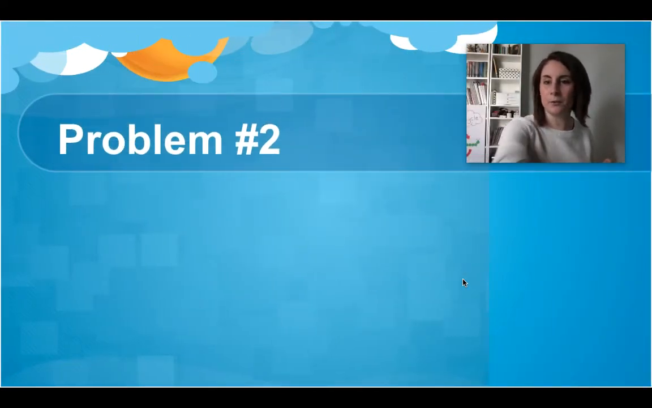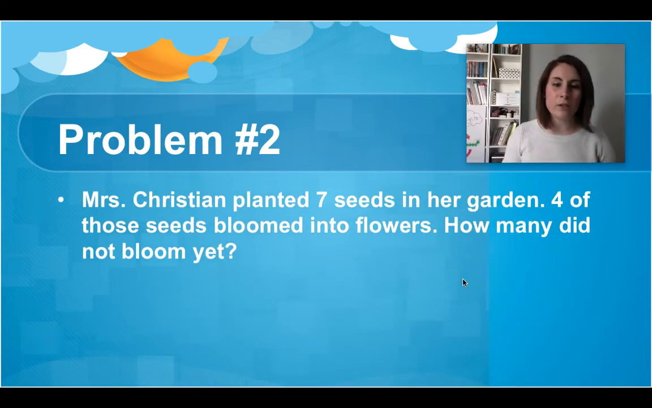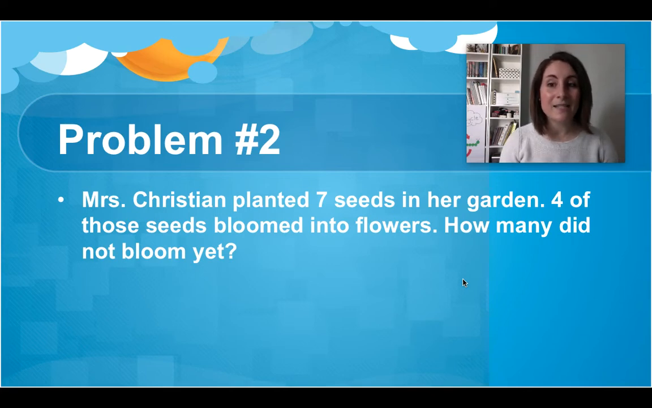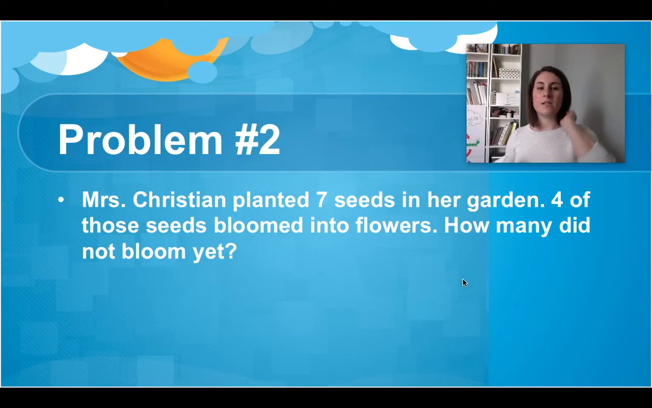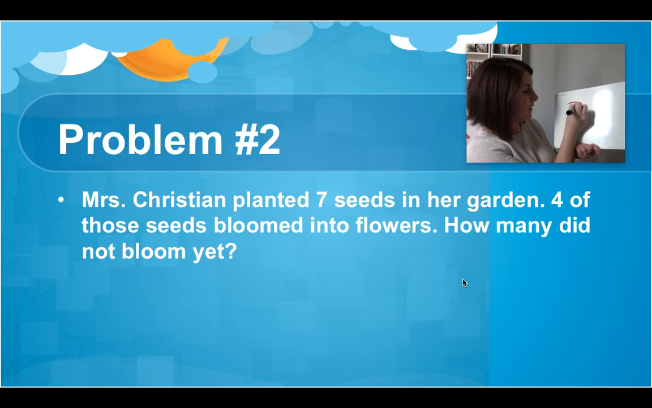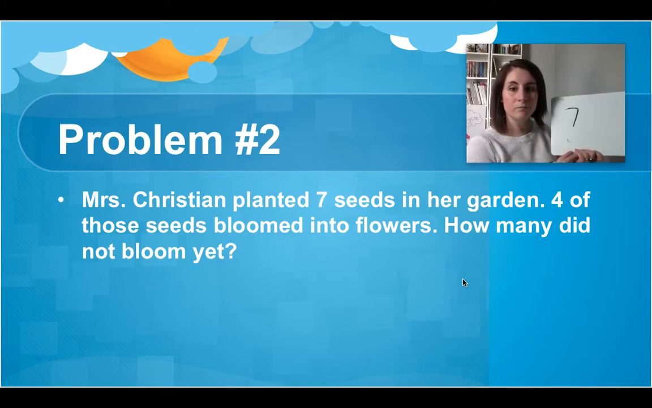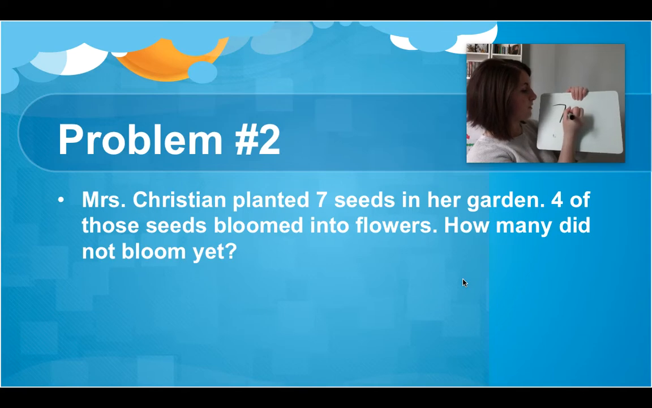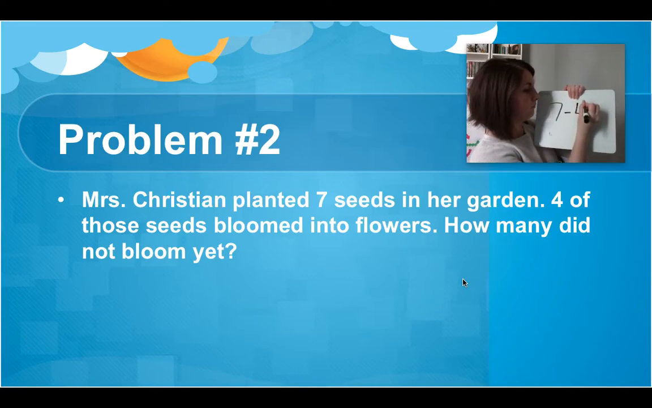Problem number 2. Mrs. Christian planted 7 seeds in her garden. Of those seeds, 4 of those seeds bloomed into flowers. How many did not bloom yet? So, let's take a look. We have Mrs. Christian planted 7 seeds in her garden. 4 of those seeds bloomed into flowers. And then there was some that didn't bloom. So we have to subtract the ones that did bloom to find the ones that did not yet bloom.